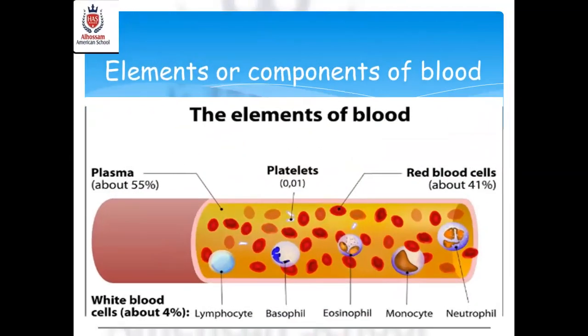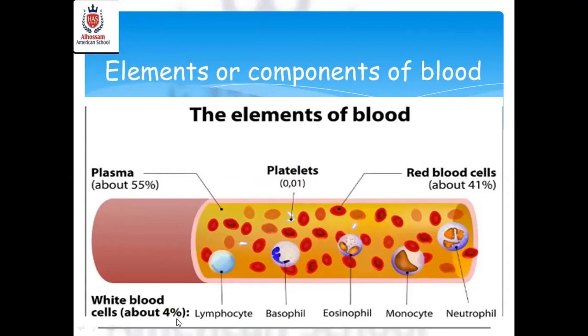If we look closer to the blood, we will find that it is mainly formed of a yellow substance called plasma that forms about 55% of blood, followed by red blood cells that represent 41% of the blood, followed by white blood cells that represent 4% of blood.